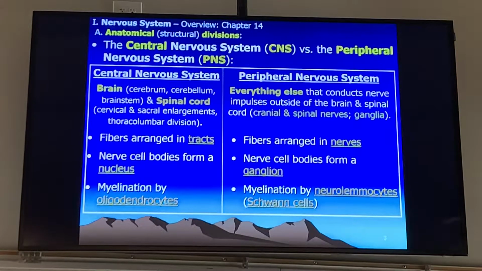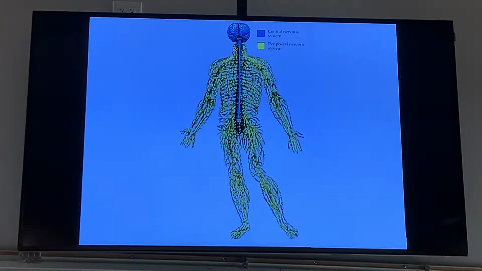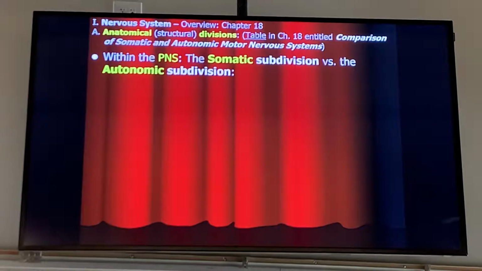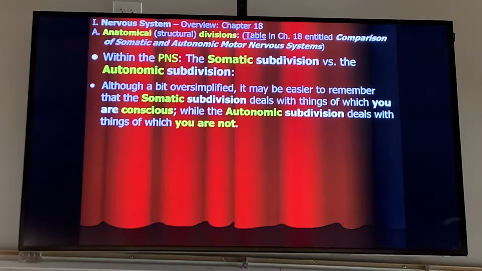So far, so good? Here, remember that CNS and PNS is a gross anatomical distinction. You can actually put your finger on it. So here in blue, CNS, in yellow, PNS. Everybody got it? Now let's talk about some things we can identify out in the PNS, and that is the somatic subdivision and the autonomic subdivision. In a nutshell, somatic things are things you are conscious of. Autonomic things are things you are not conscious of. And this is both motor and sensory.